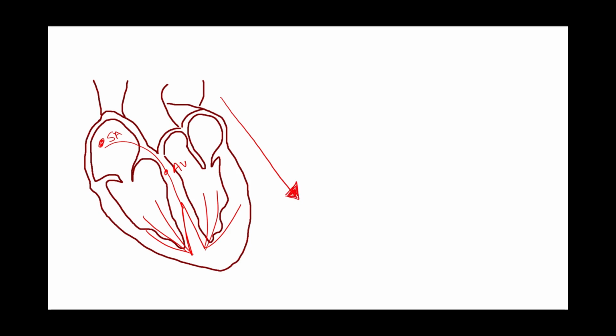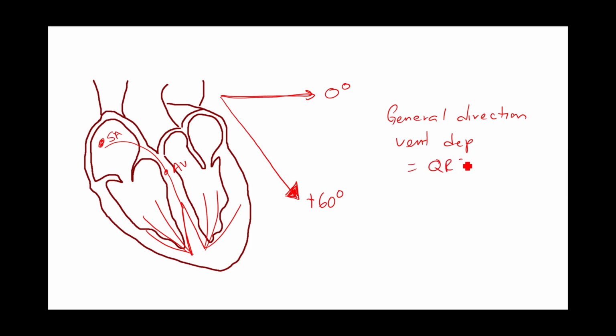If we were to give this direction a number, it would be positive 60 degrees, with this angle over here being 0 degrees. This general direction of ventricular depolarization is what we call the QRS axis. I'll repeat that statement because it is important. So the QRS axis is the general angle or the general direction that ventricular depolarization travels.